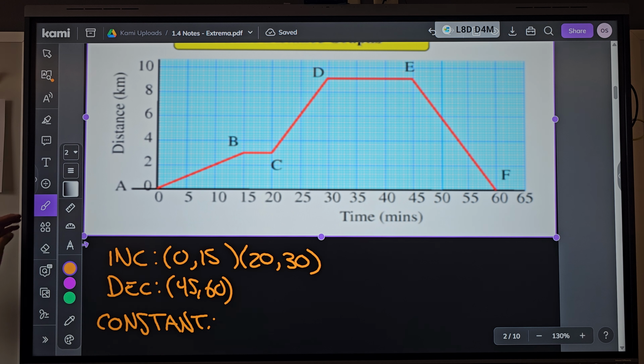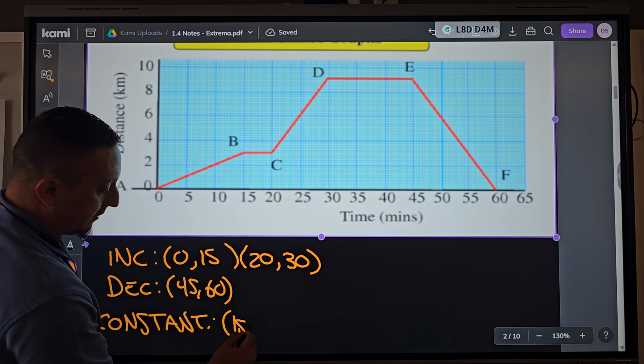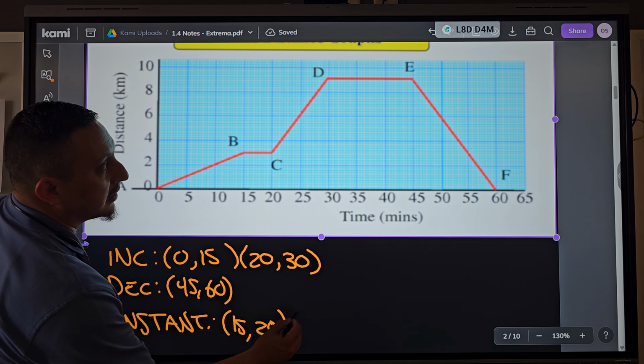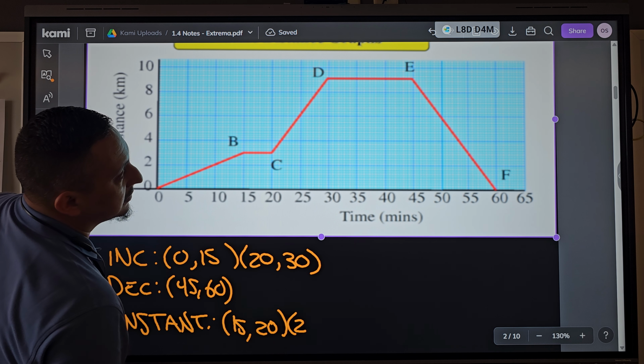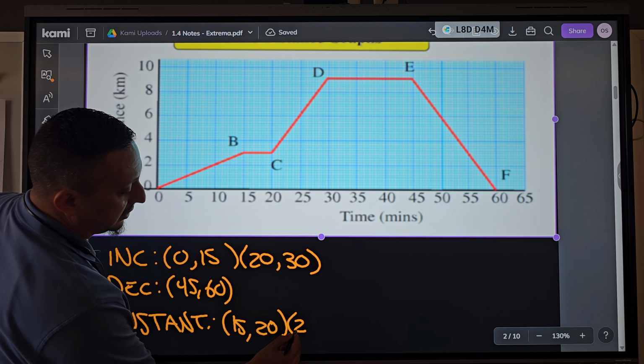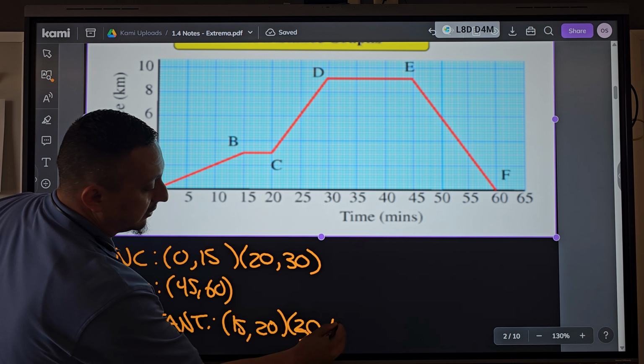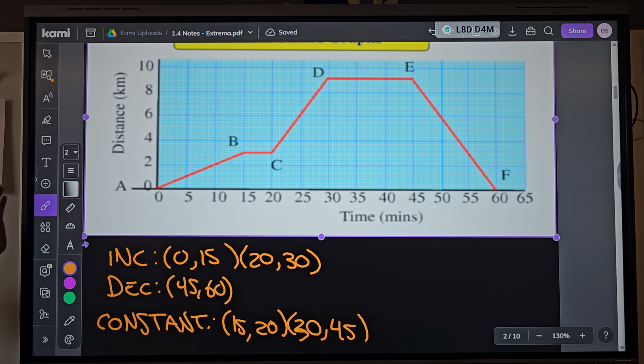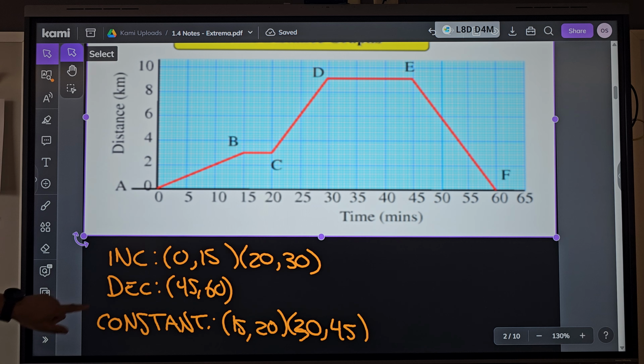And then constant from 15 to 20, and again, yeah, 30, no? It's kind of hard to read. 45. Pretty easy? Question? Okay, now I'm gonna give you a hard one.